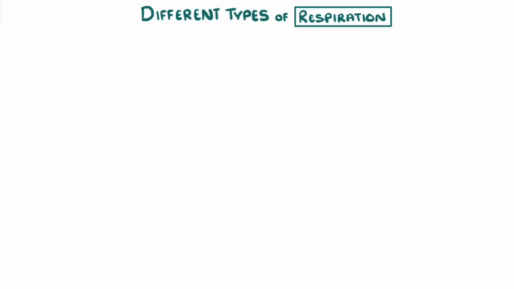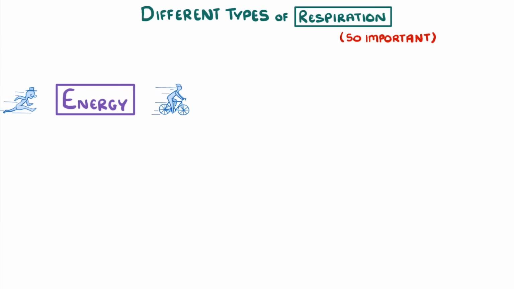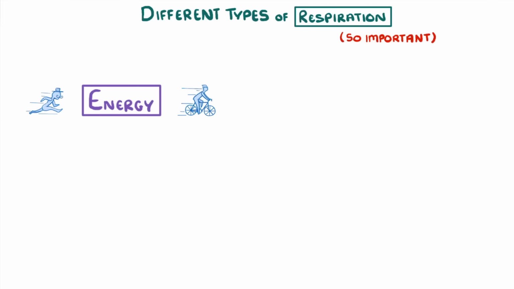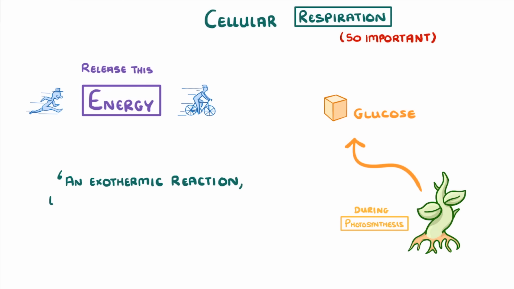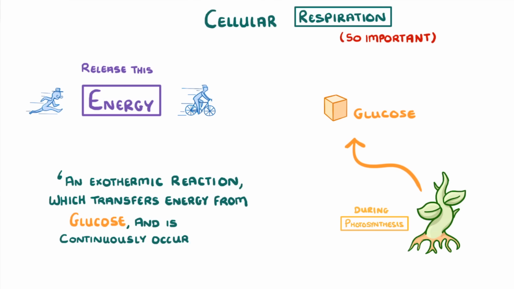In this video, we're going to look at the different types of respiration, and at why the reaction is so important. If we think about the energy that we use to function, the majority of it comes from molecules of glucose, which were originally made by plants during photosynthesis. To release this energy, we use a process called cellular respiration, which we can describe as an exothermic reaction which transfers energy from glucose and is continuously occurring in living cells.